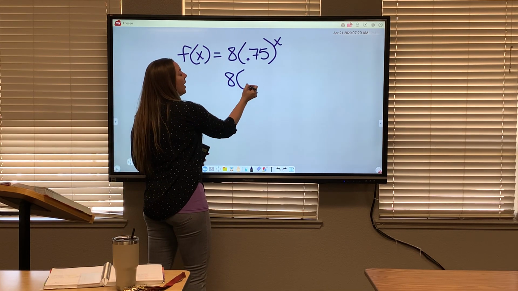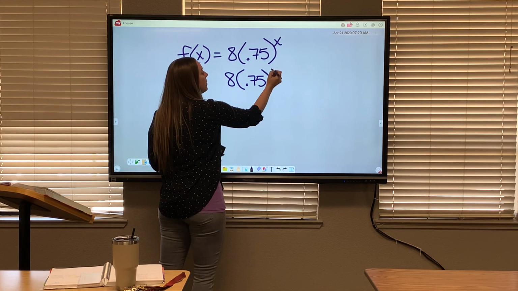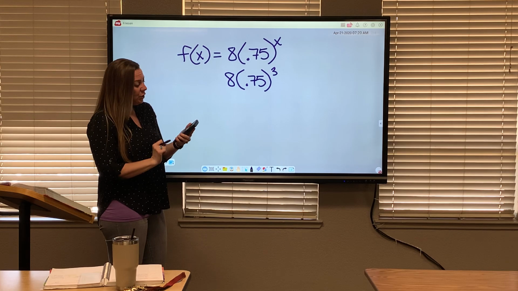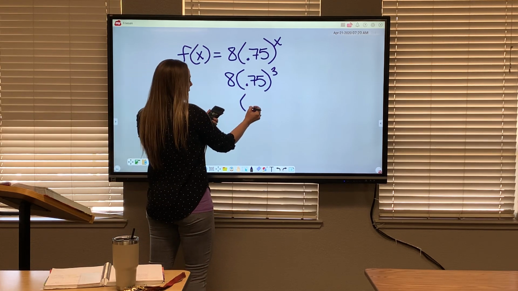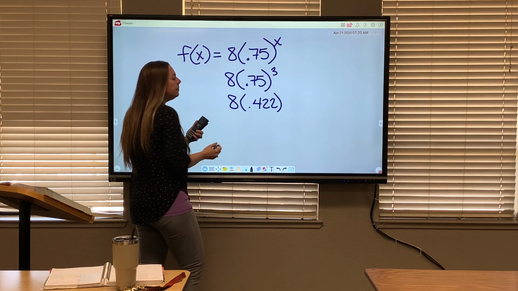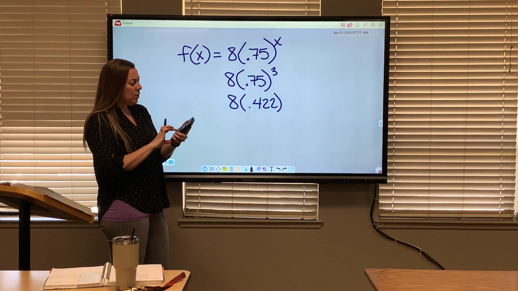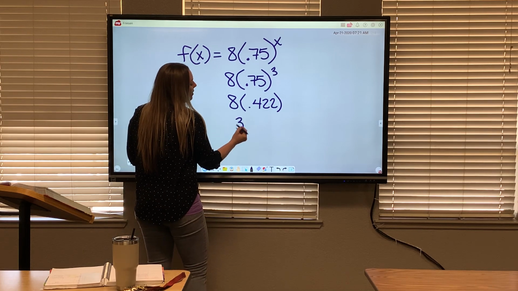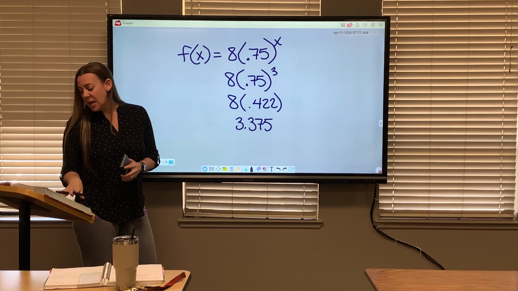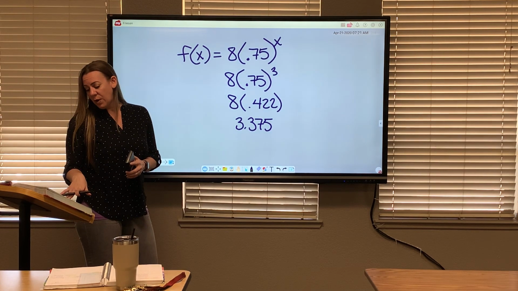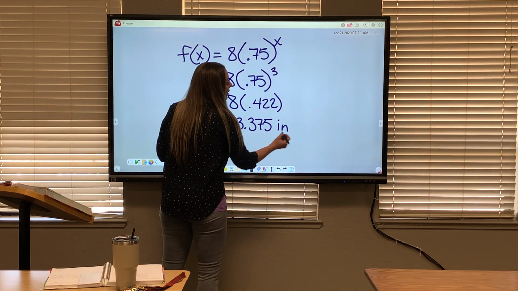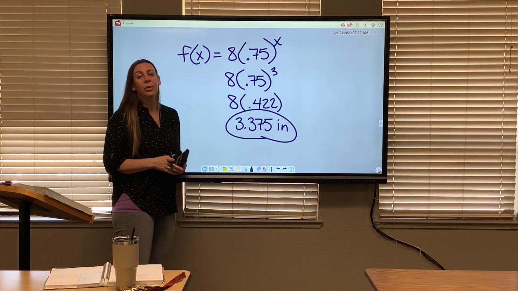So I'm going to go ahead and rewrite the same equation with a 3 here. Again, I do the exponent first. So 0.75 to the 3rd power is a 0.42. I'm going to go ahead and simplify it there, round it there, multiply that times 8, and I should get 3.375. Let's go ahead and go back, and this is the width of the photograph in inches. So I'd say 3.375 inches. Make sure that we label it properly.